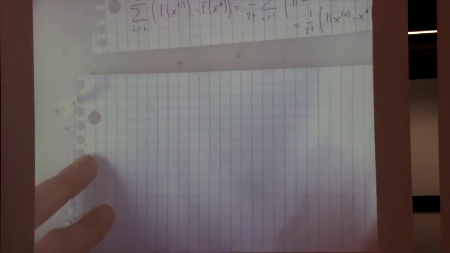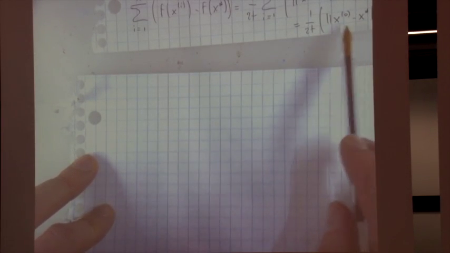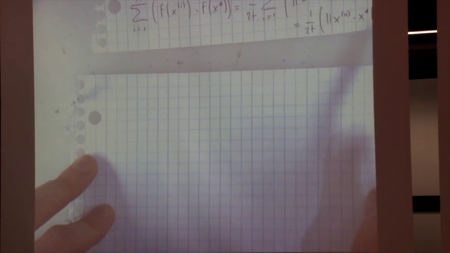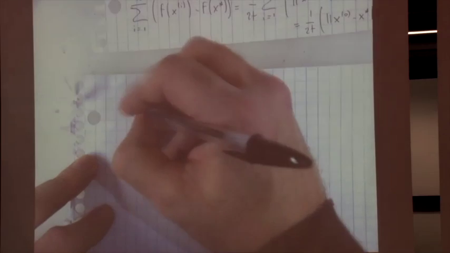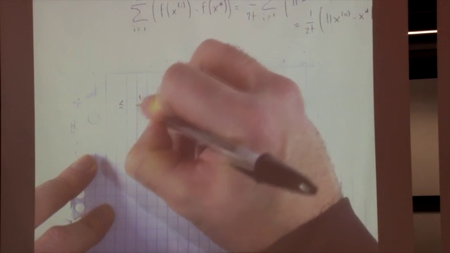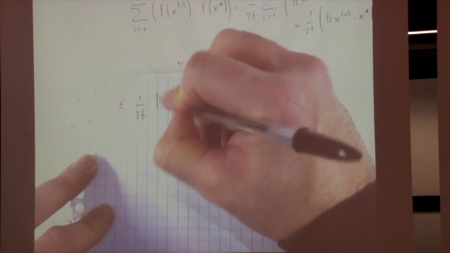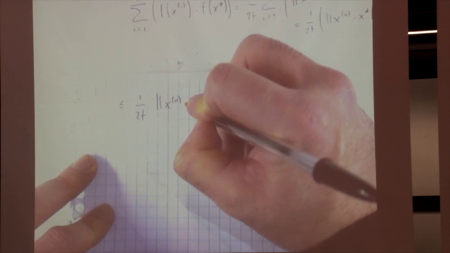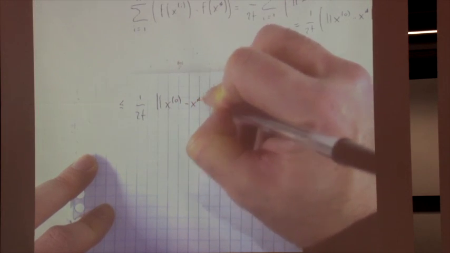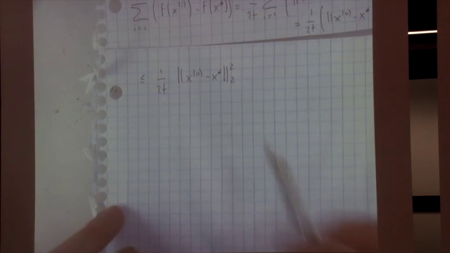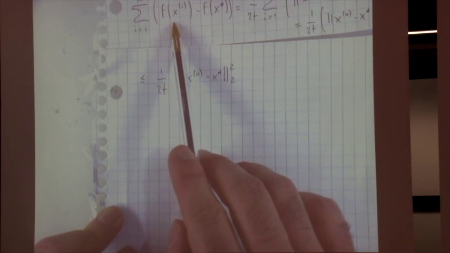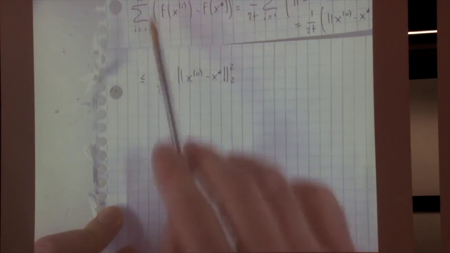And now I'm just going to throw away one of these two. So I'm just keeping x naught minus x star, and I'm bounding it by throwing away this negative square norm. So this is less than or equal to 1 over 2t times the square norm of x naught minus x star. Okay. Now I will take the average of all these, I'll make this sum into an average.